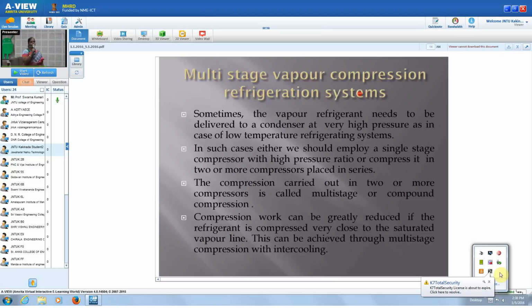So the compression work can be reduced by using a number of compressors. If the whole compression is taking place in a single compressor, then the size of the compressor required will be very large. Okay. So if multi-stage compression is used, a number of compressors are used, so for each compressor the pressure ratio will also be less. Which will reduce the size of the compressors, and also reduce the total work required for the compressors.